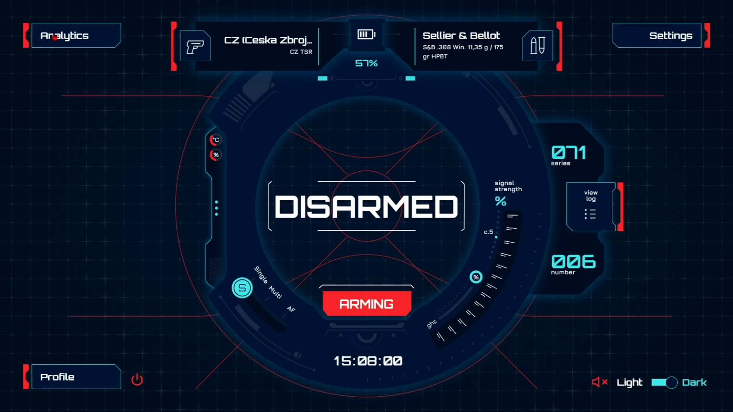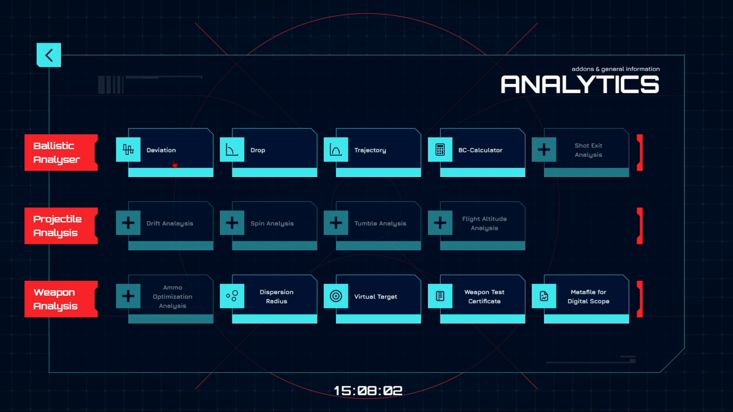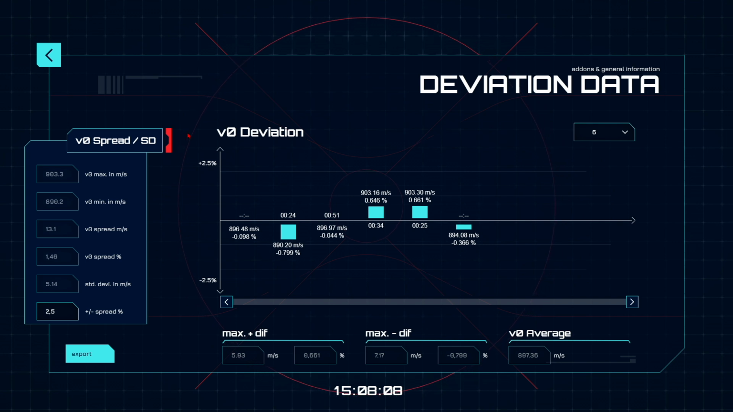Now, to access the deviation, we simply go to our analytics and then go for the first tile here labeled, fittingly, deviation. What we see here is a comparison of the different shots that are currently in the series. At the moment, for the series that we have selected, we've got 6 shots and all of them are displayed here. We see a graphical representation of each shot compared to the average muzzle velocity for each of them.